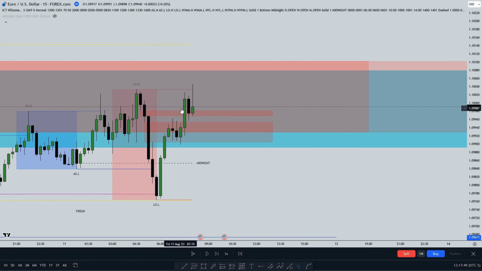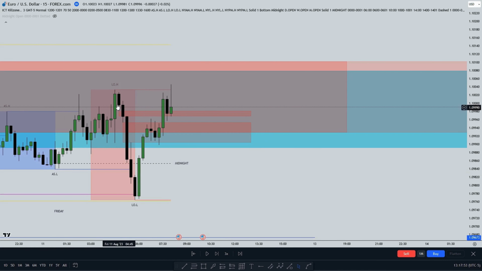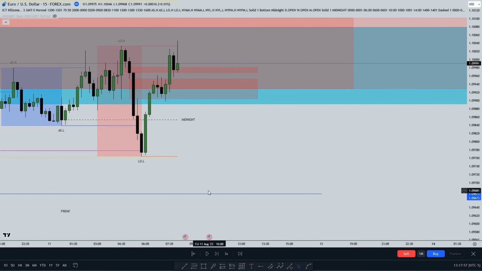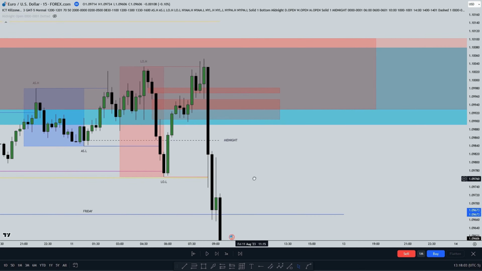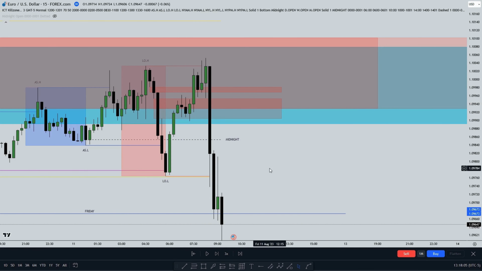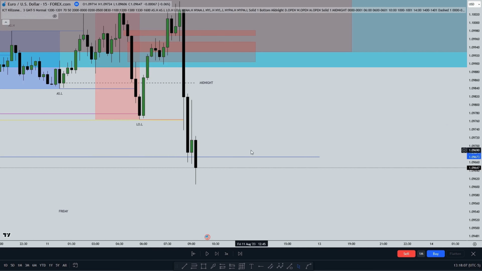So right here we close above both of these fair value gaps. So now the only option is for us taking out this buy side liquidity and then going down and taking out this previous day's low. And right here, these London highs work, and we take out this previous day's low.